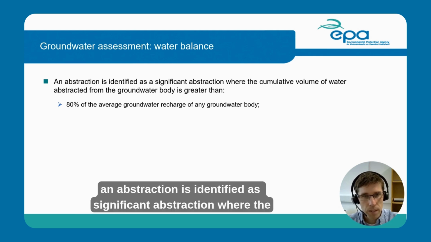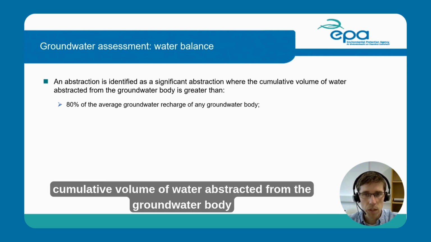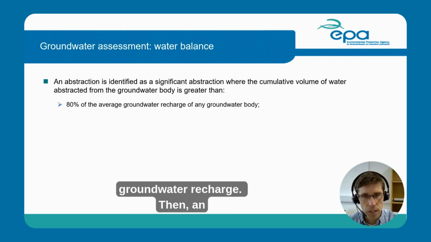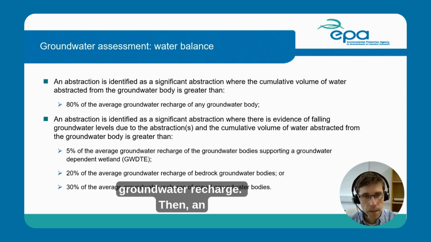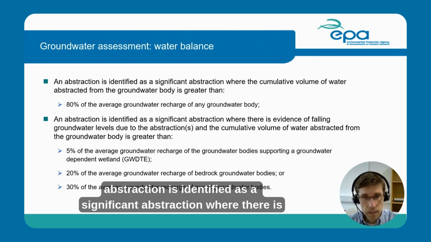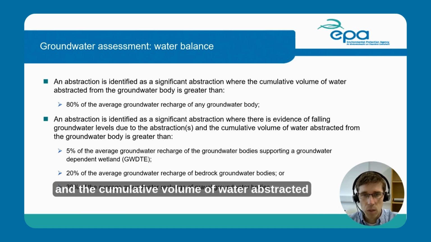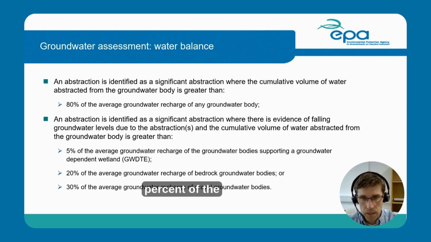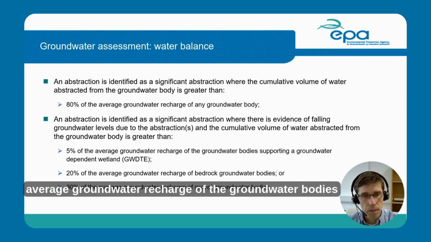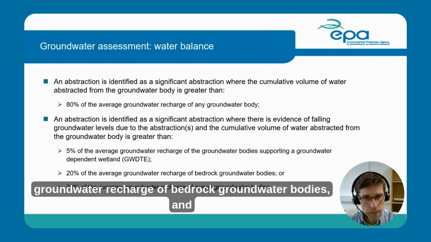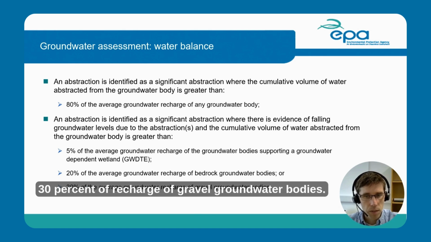Firstly, an abstraction is identified as a significant abstraction where the cumulative volume of water abstracted from the groundwater body is greater than 80% of the average groundwater recharge of any groundwater body. Then, an abstraction is identified as a significant abstraction where there is evidence of falling groundwater levels due to abstractions, and the cumulative volume of water abstracted from the groundwater body is greater than 5% of the average groundwater recharge of the groundwater bodies supporting a GWDTE, 20% of the average groundwater recharge of bedrock groundwater bodies, and 30% of recharge of gravel groundwater bodies.